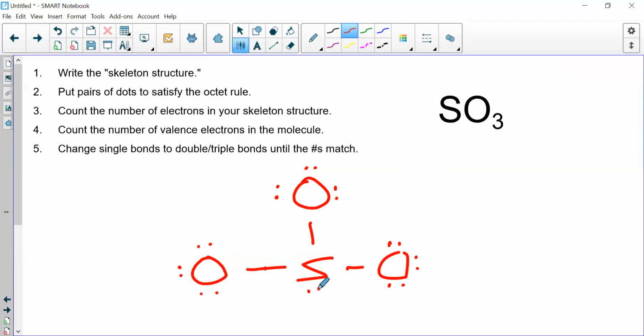All right, let's find out if this is correct. Number 3, count the number of electrons in your skeleton structure. 2, 4, 6, 8, 10, 12, 14, 16, 18, 20, 22, 24, 26.